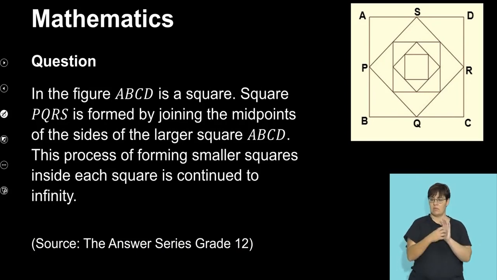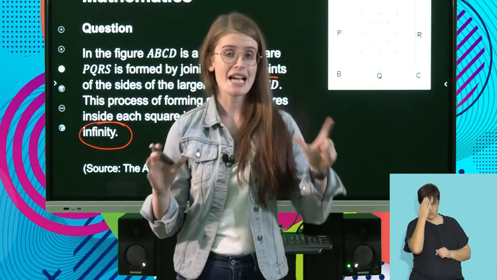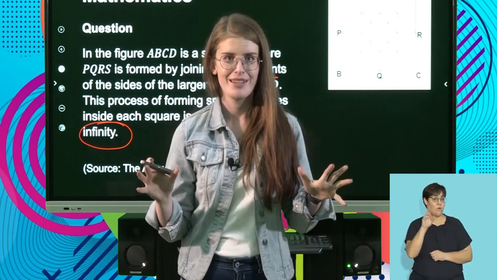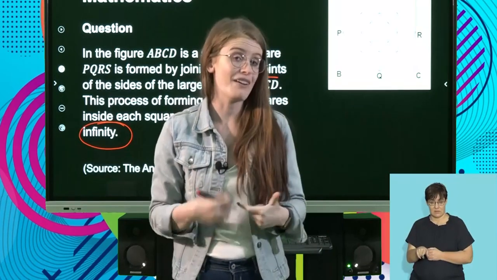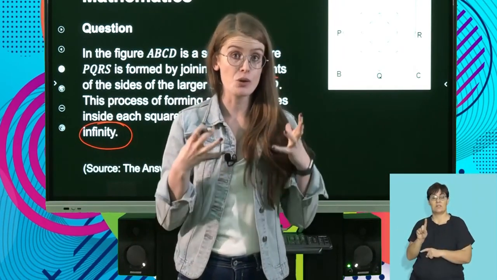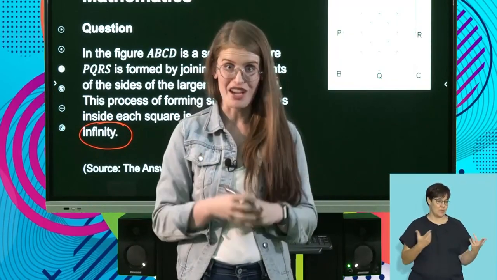So we are given the figure ABCD, which is a square. The square PQRS is formed by joining the midpoints of the sides of the largest square ABCD. This process of forming smaller squares inside each square is continued to infinity. Let's stop right there. The second I see the word infinity, what type of series do you think this is going to be? Hopefully, sum to infinity is rolling around in your head. So the question itself has given us a clue that we need to know what the value of the areas of an infinite amount of squares would be. But let's go to the board so I can show you how to do it.